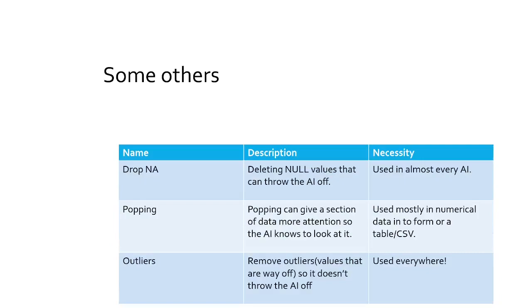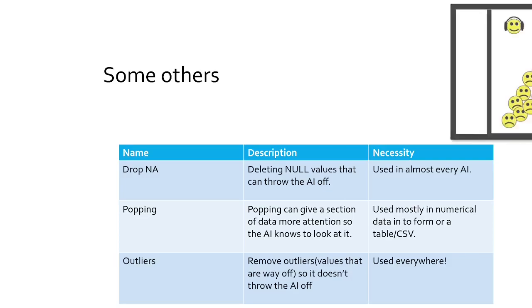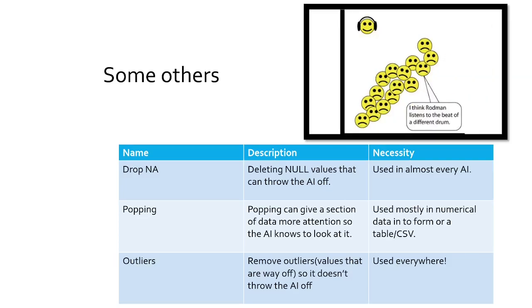Some other ones are DropNA, which drops off all null values. This is generally done for CSV files. Popping is also done on CSV tables, and this tells the AI to look over here, to focus on this. This is what we're going after. And removing outliers, this is obvious. We don't want to throw the AI off because of some random data that got thrown in. And yeah, we don't want to be the odd one out, you know.